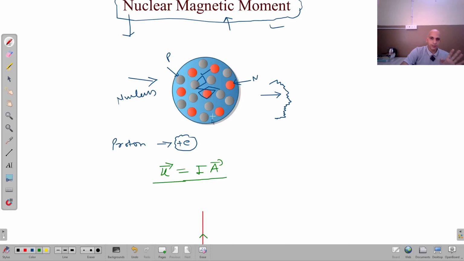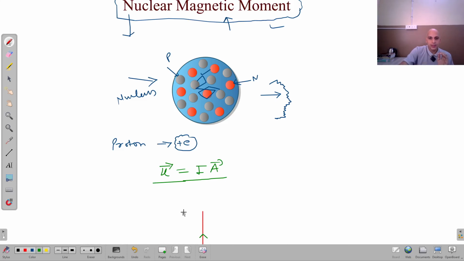So now it is clear that proton movement inside the nucleus produces a magnetic dipole moment, but this magnetic dipole moment is called the orbital magnetic dipole moment, because we are considering the orbital motion of the proton around the center of the nucleus. So we call it the orbital magnetic dipole moment.